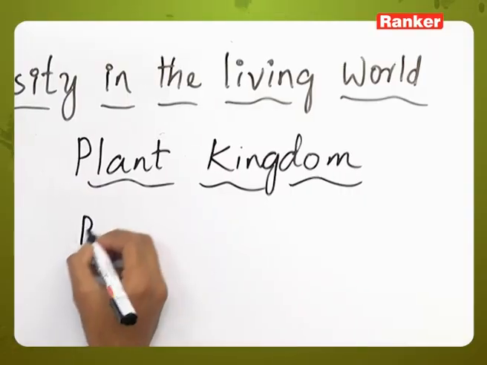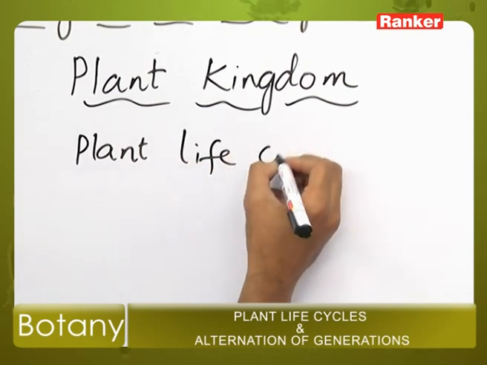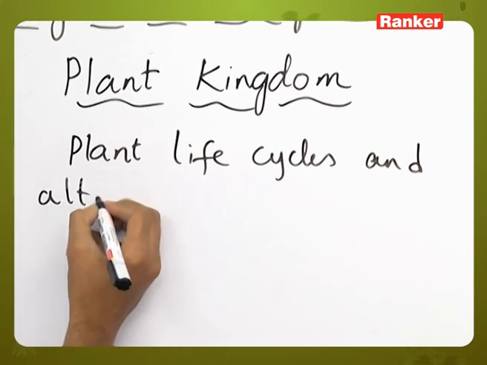Next one is plant life cycles and alternation of generations.